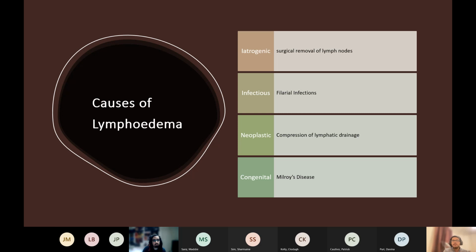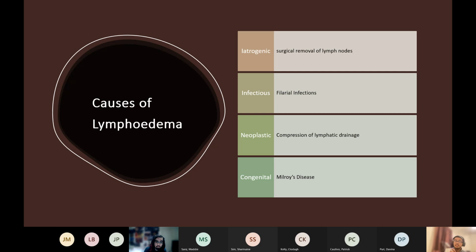So some of the causes: iatrogenic, infectious, neoplastic, congenital. Surgical removal of lymph nodes, you've got infections. So do you know what elephantiasis is? What causes the infection? What kind of organism? Yeah, it's a parasitic infection. It's something called a filarial infection. It's a subtype of parasites.